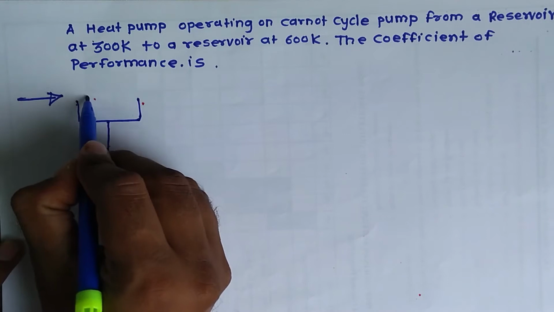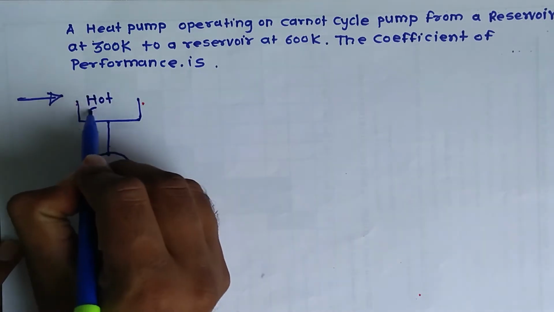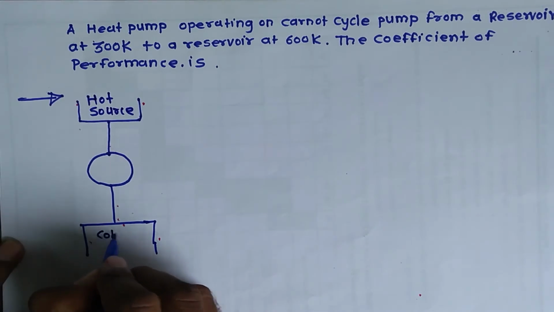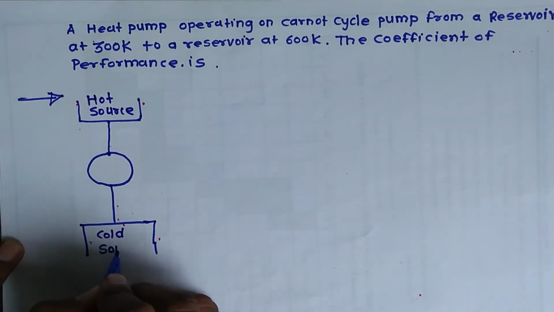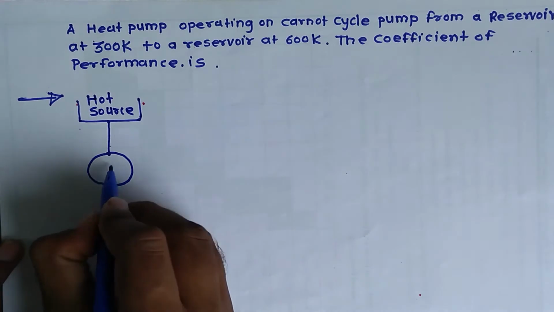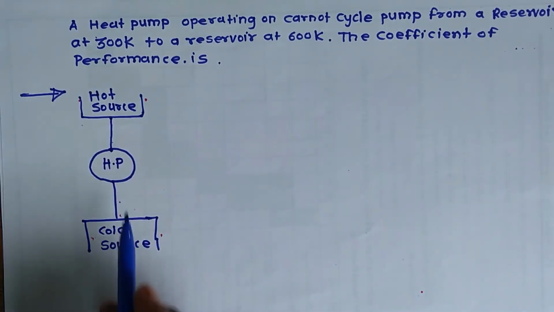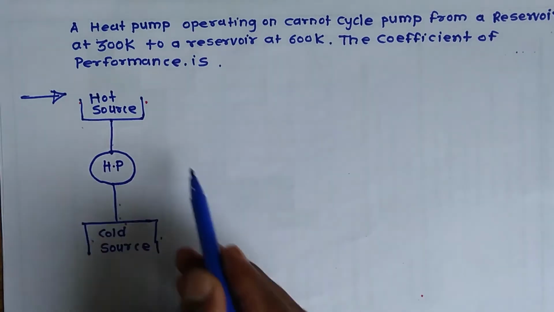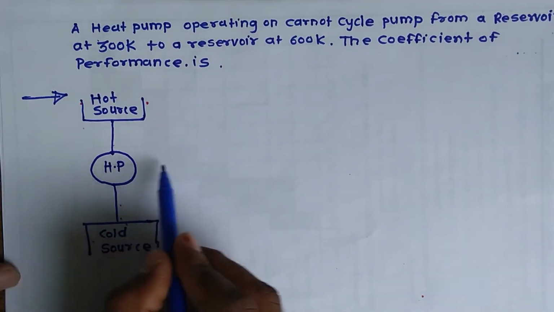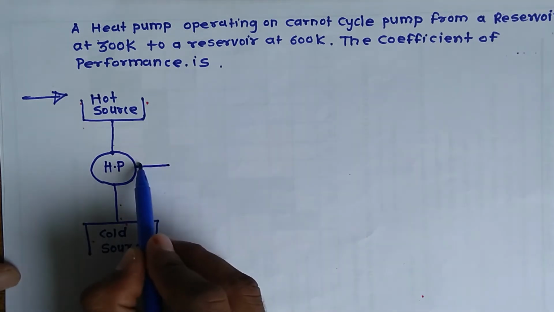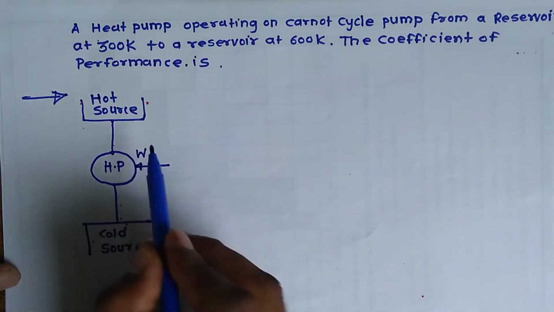So this will be the hot source. This will be the cold source. And this will be the heat pump. So here that heat pump is a power absorbing device, so we have to do work on the heat pump. With the help of electrical energy we supply work to that system. So this will be the W.